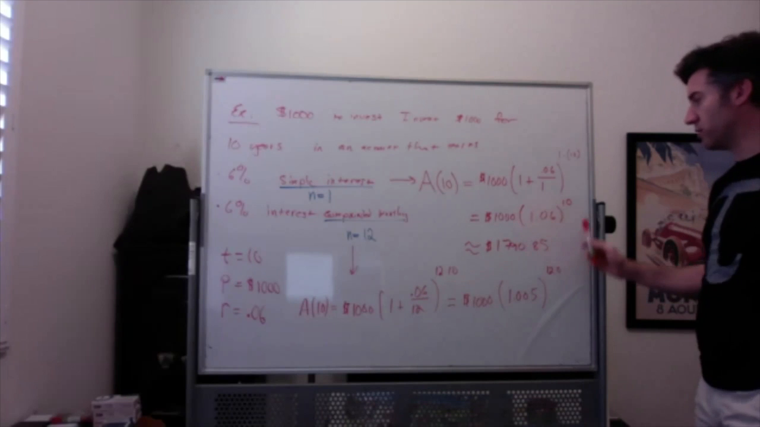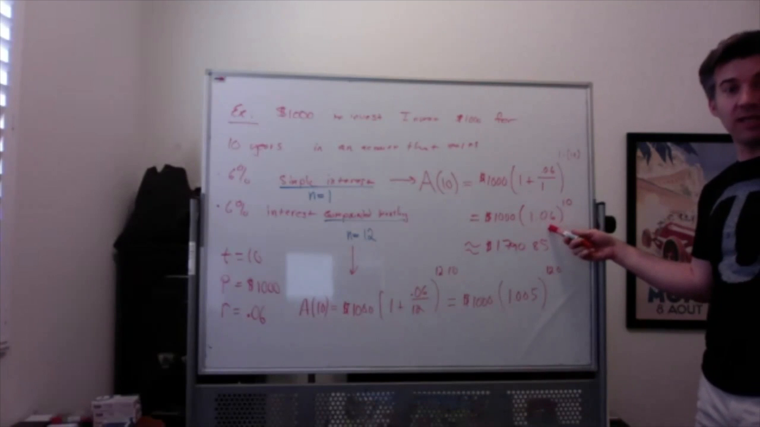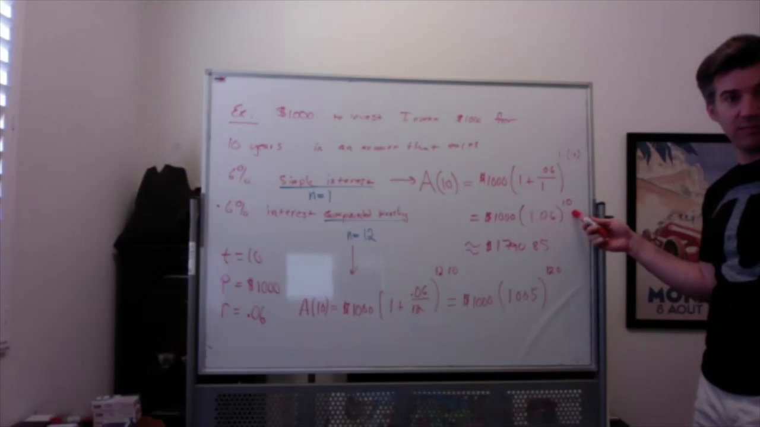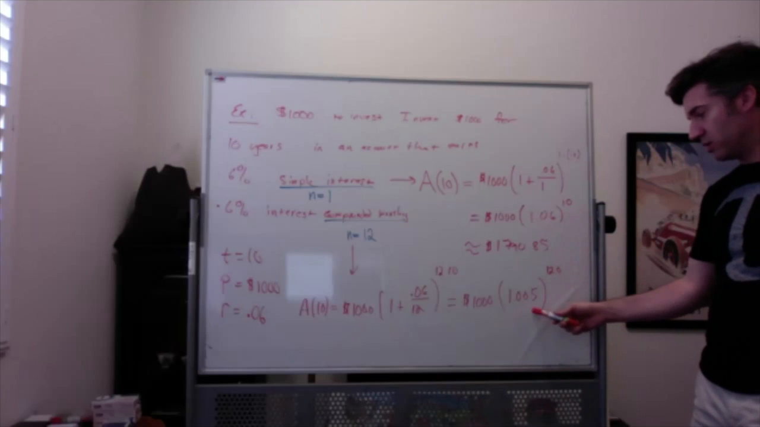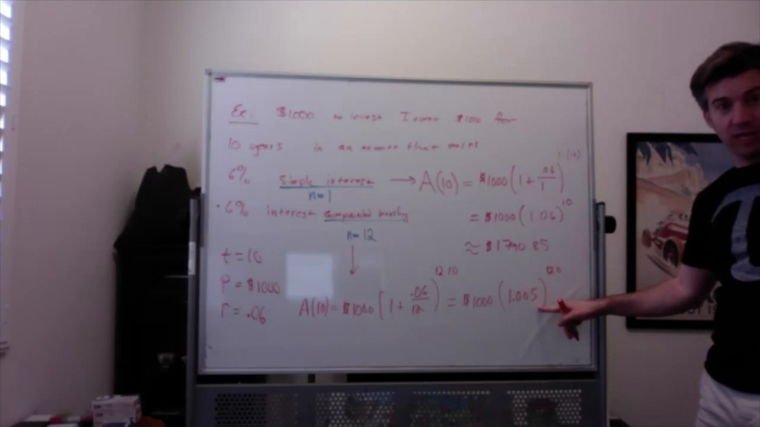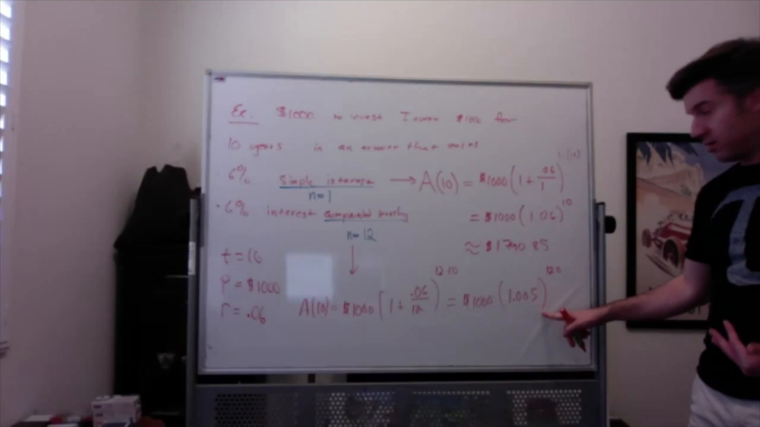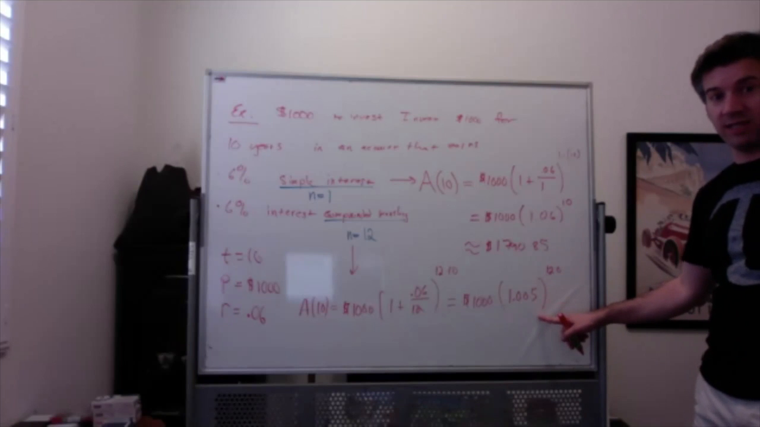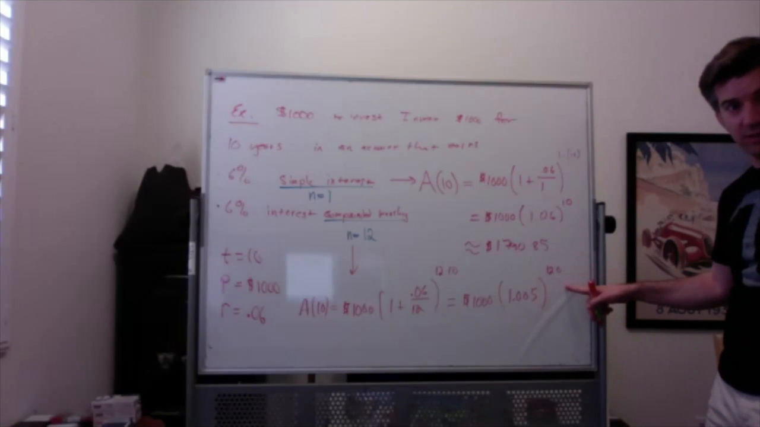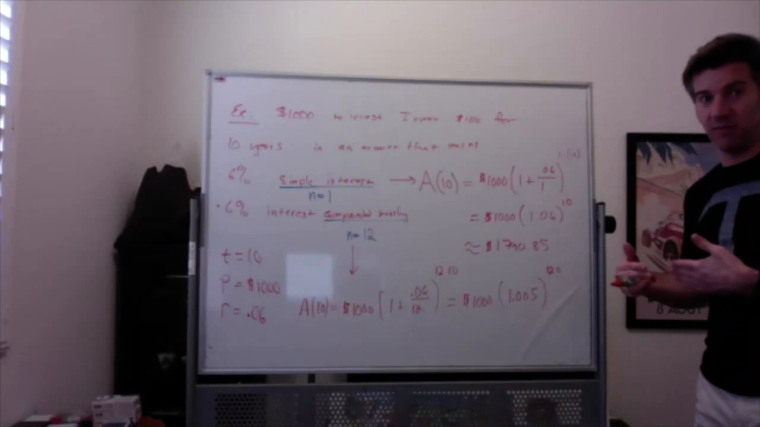In this equation, I'm essentially compounding 6% interest 10 times. In this equation, I'm compounding 0.5%, right? 0.005 is half of 1%. I'm compounding 0.5% 120 times. So in 10 years, there are 120 months, and every month I'm getting 0.5% of interest.